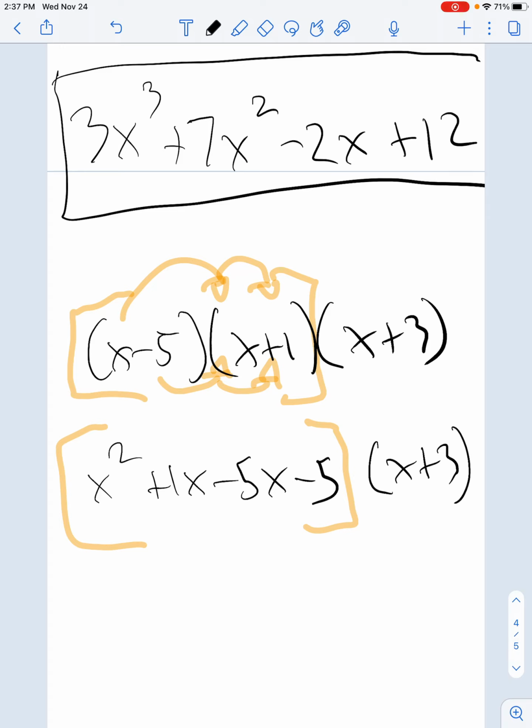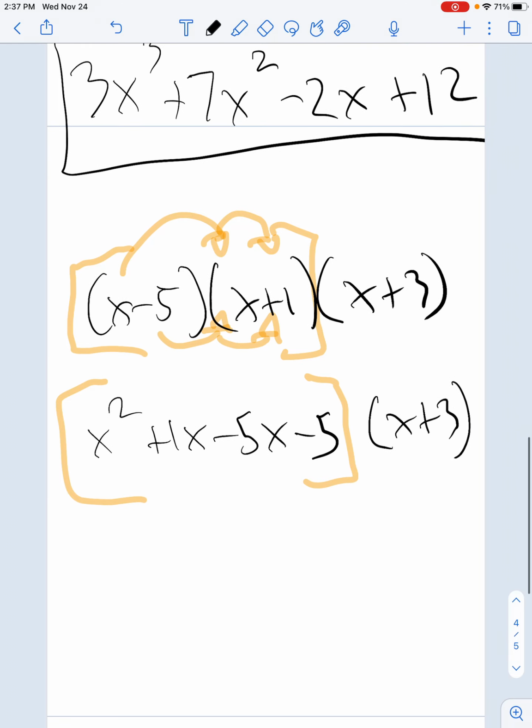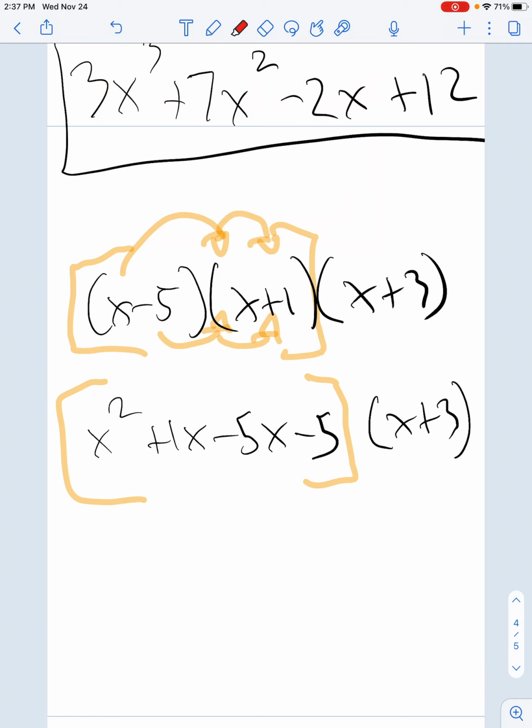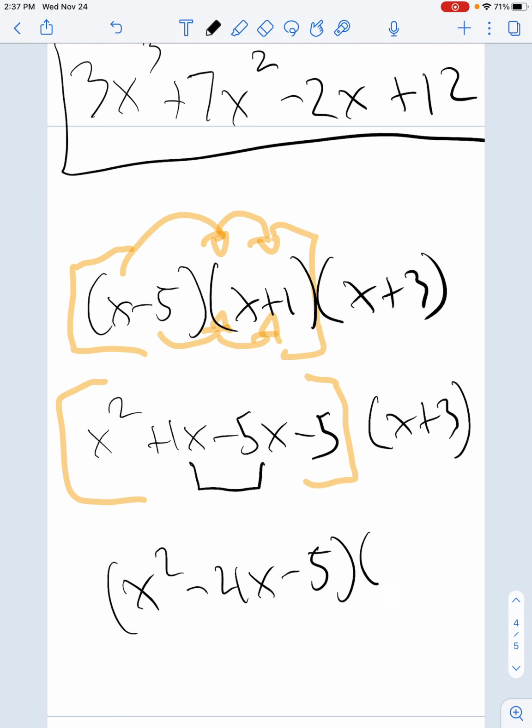And now I can really do that whole thing one more time. So again, I'm going to multiply this x into each. Well, actually, we can simplify. So let's simplify first right here. I'm left with x squared. 1 minus 5 is negative 4. And so now I'm going to take this x, multiply into all of these.